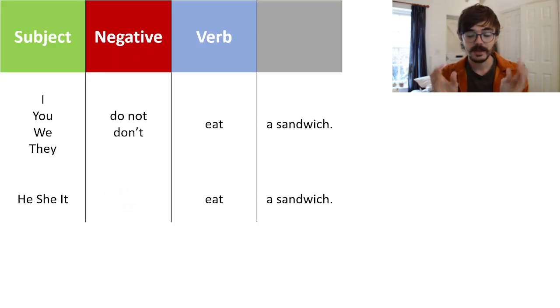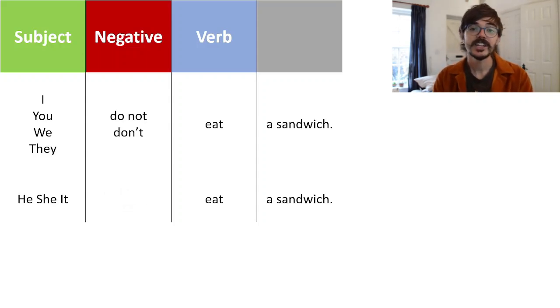And usually we put the words do and not together and say don't. I don't eat a sandwich. You don't eat a sandwich. We don't eat sandwiches. They don't eat sandwiches. Now again, I, you, we and they all follow the same pattern, but he, she and it is different.